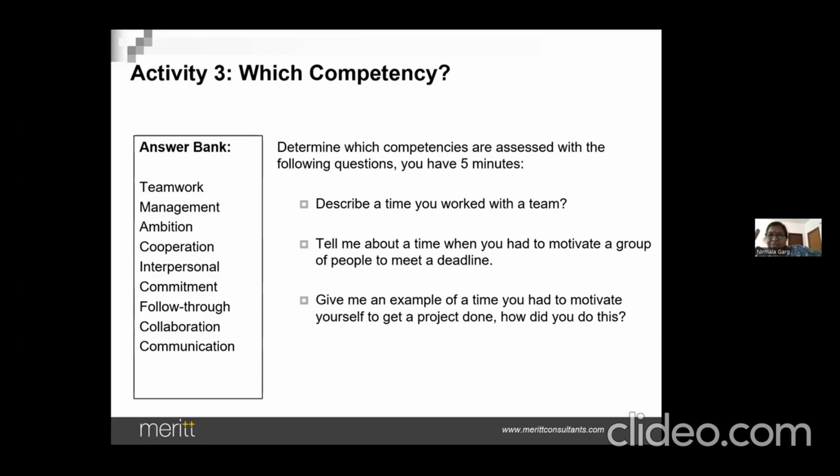These are the questions. I want you to tell me which competency does it assess? Describe a time you worked with a team. Which competency does it assess? Of course, teamwork. Teamwork, interpersonal also can come. Generally, cooperation also can. Tell me about a time when you had to motivate a group of people to meet a deadline.